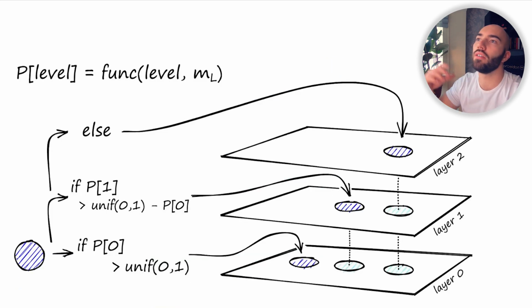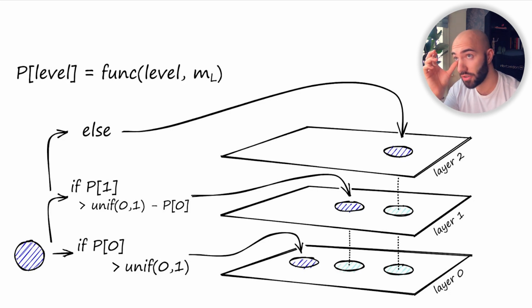But let's have a quick look at how we actually build that graph. So what we do is we have a probability function which essentially says we're pretty much going to put every vertex or every vector on layer 0. Not every one, but a pretty high number of them, as we'll see later.